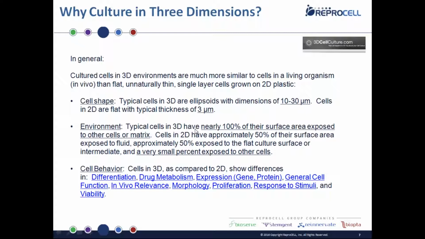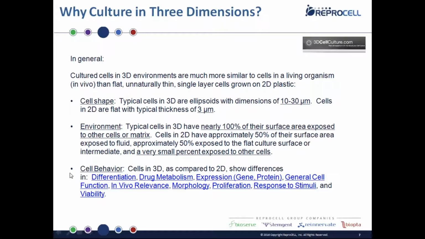As we mentioned before, typical cells in 3D, all of the surface mostly is exposed either to other cells or the matrix, meaning a huge amount of signaling either between cells or between matrix and the cells. And by comparison, the cells in 2D, slightly less than 50% are exposed against the medium, therefore no cell contact, about 50% are exposed to the flat culture surface, which means a lot of anchorage and anchorage-dependent mechanisms happening, but between a chemical surface rather than a cell to a cell, and only a very, very small percentage exposed to other cells, so a very small area for true cell-cell signaling to be occurring.